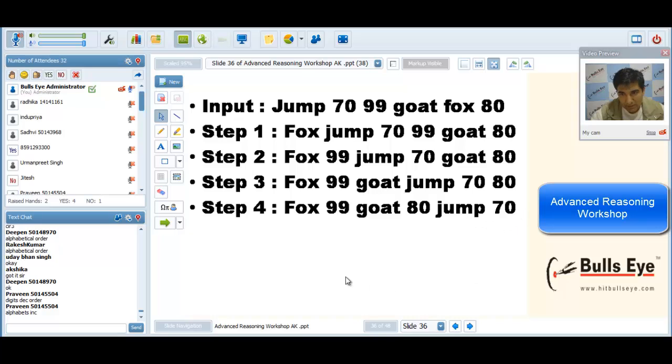Point number 1. Alphabets are in the increasing order, F, G, J, and the numbers are arranged in the decreasing order. People, are we understanding this? Okay.